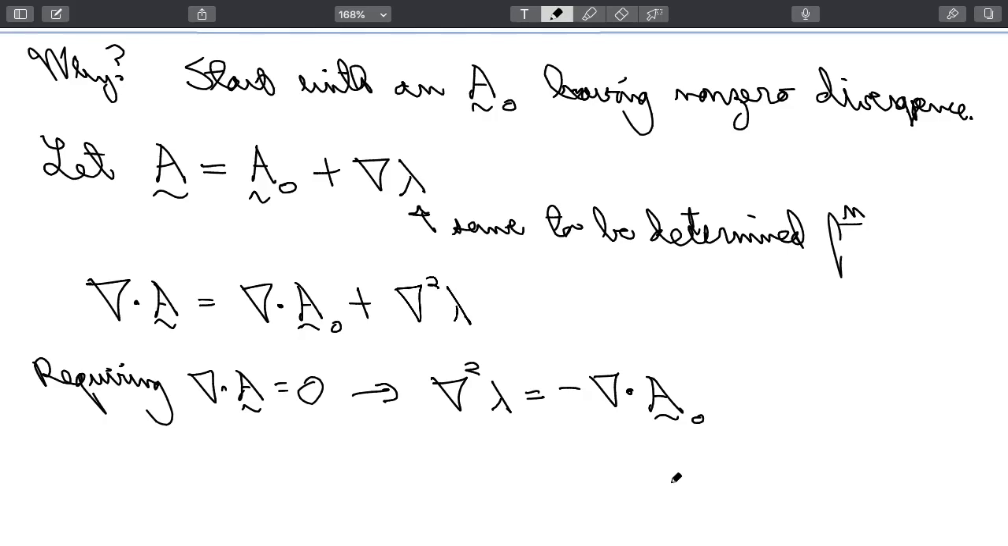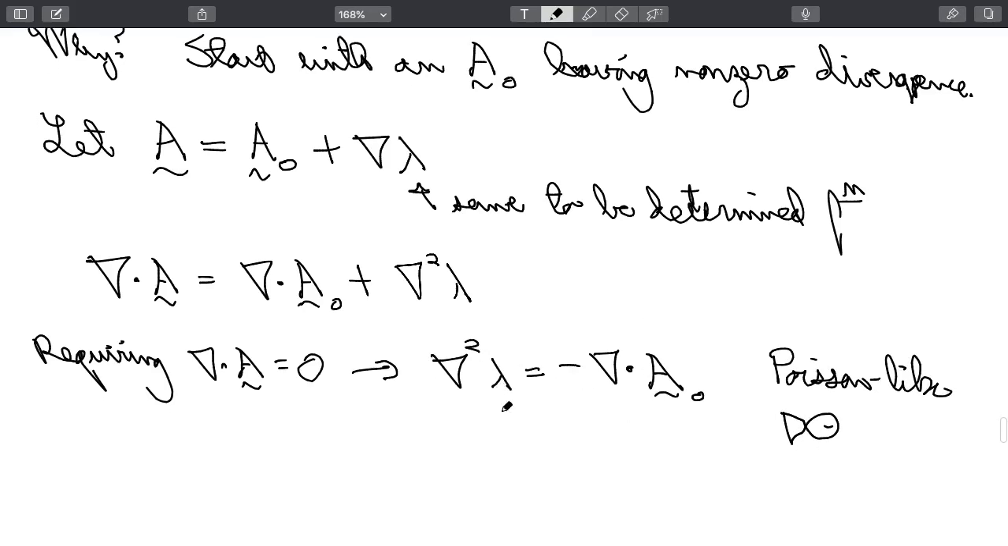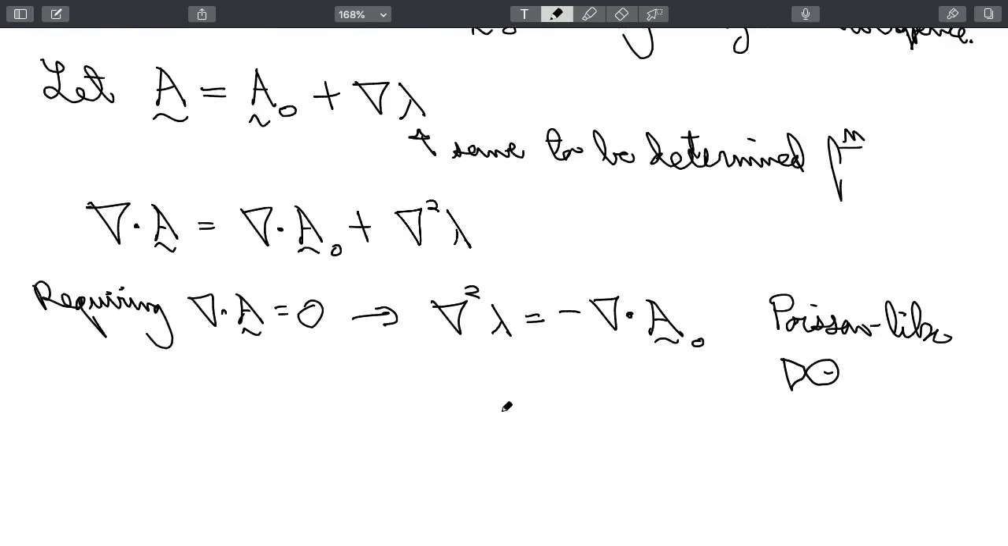Okay? So this is Poisson-like. It's a Poisson-like equation that allows you to determine this function lambda, because now the divergence of this thing is just some source function. So it looks a bit like you're computing electrostatic potential knowing some charge distribution. It's the same equation.